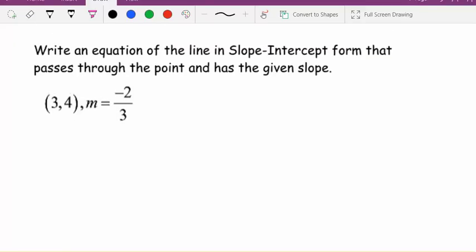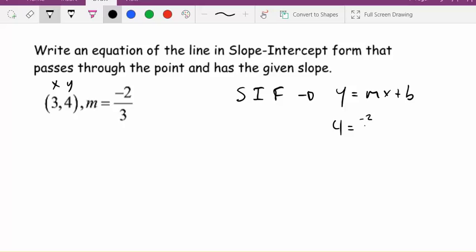So our first example: write an equation of the line in slope-intercept form that passes through the point and has the given slope. So this is slope-intercept form, which is y equals mx plus b. Well, it passes through that point, so let's just plug this in. Instead of y I'm going to write 4. M is negative 2/3, x is 3, and I don't know what b is.